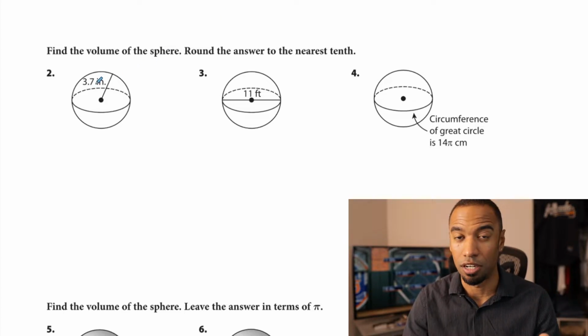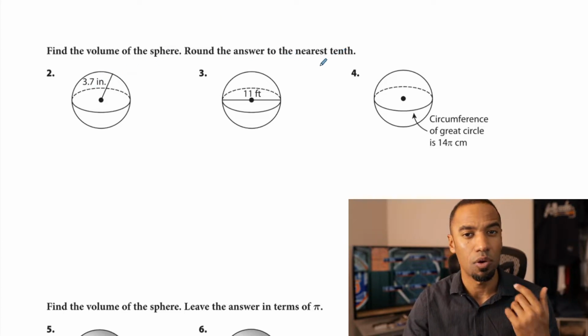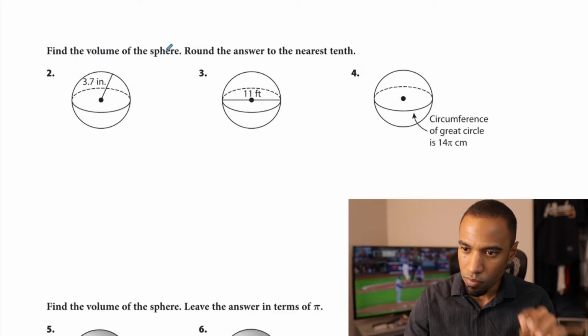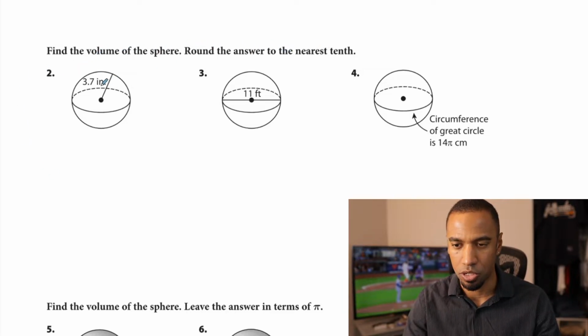Oh, by the way, I have a calculator for these because we round to the nearest 10th, and we'll be using the pi button, and then later we'll do answers in terms of pi. But here we go. Find the volume of the sphere, round the answer to the nearest 10th.